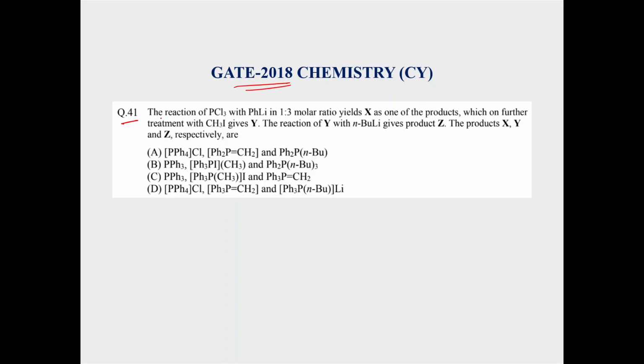So the question is: the reaction of PCl3 with PhLi in 1:3 molar ratio yields X as one of the products, which on further treatment with CH3I gives Y. The reaction of Y with n-butyllithium gives product Z. The products X, Y, and Z respectively are. So here we have been given one reaction sequence and we have to identify the different products forming in the different steps. So X, Y, and Z we have to identify.